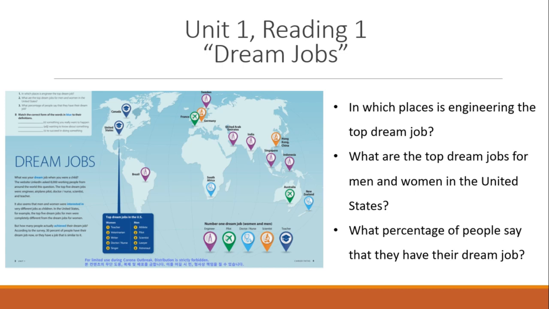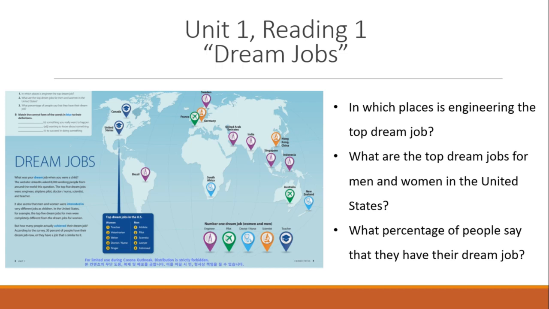And here, we'll read through it, and it says, what was your dream job when you were a child? The website LinkedIn asked 8,000 working people from around the world this question. The top 5 dream jobs were engineer, airport pilot, doctor, nurse, scientist, and teacher. It also seems that men and women were interested in very different jobs as children. In the United States, for example, the top 5 dream jobs for men were completely different from the dream jobs for women.